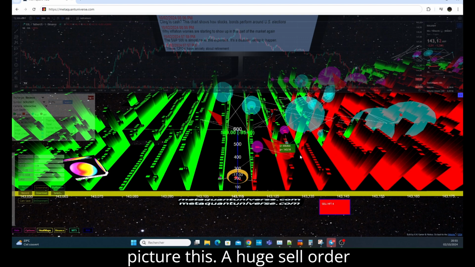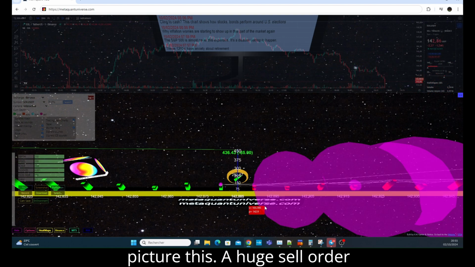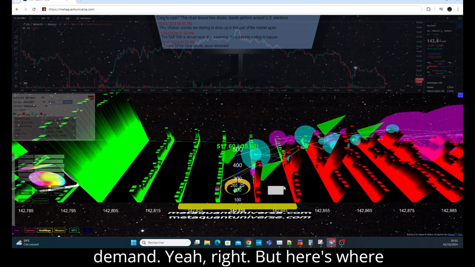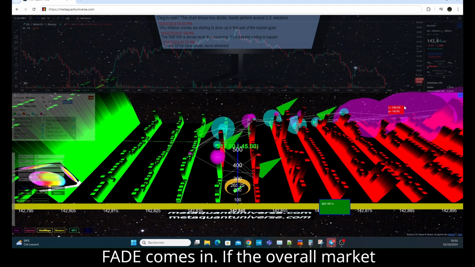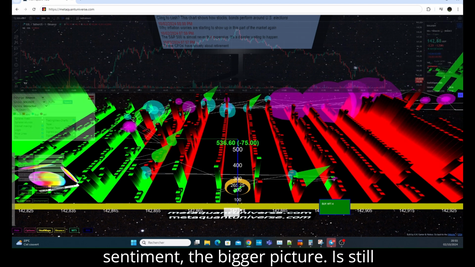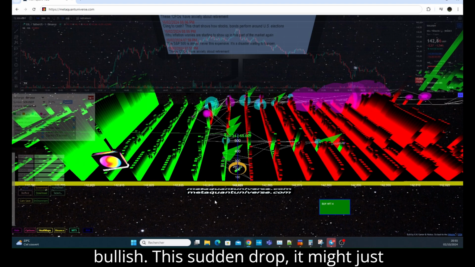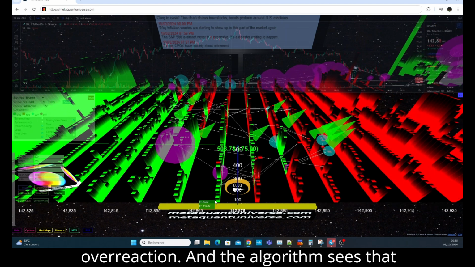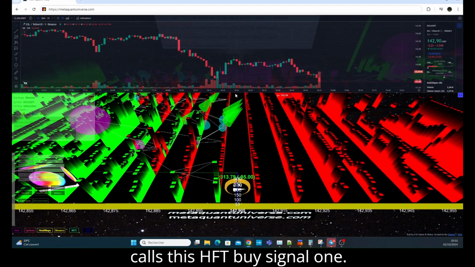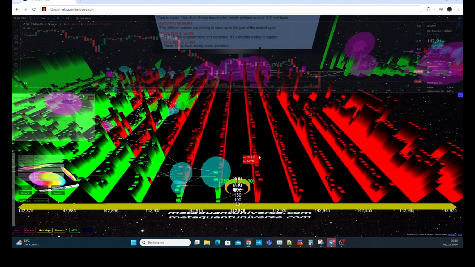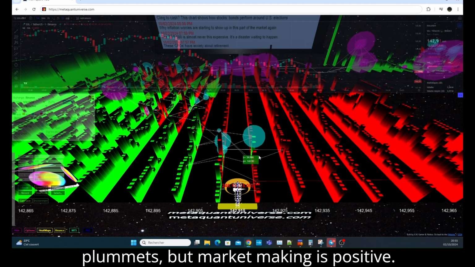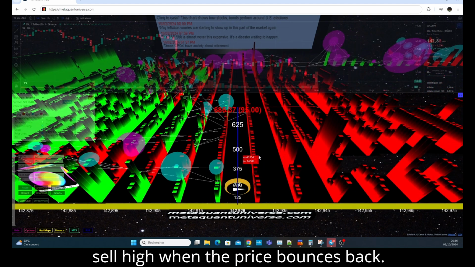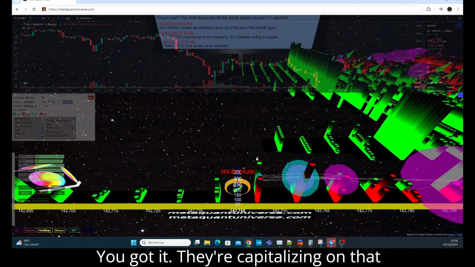So picture this. A huge sell order hits the market, way bigger than usual. Okay, so the price drops, basic supply and demand. Right. But here's where FADE comes in. If the overall market sentiment, the bigger picture, is still bullish, this sudden drop might just be a blip. Exactly, a temporary overreaction, and the algorithm sees that as an opportunity. Bingo. Our source calls this HFT buy signal 1. Basically, significant sell-off, price plummets, but market making is positive. Buy signal. They're buying low, hoping to sell high when the price bounces back. You got it. They're capitalizing on that short-term fear.